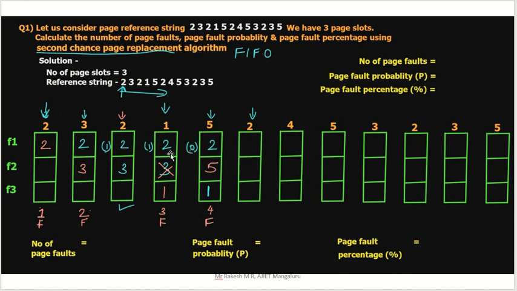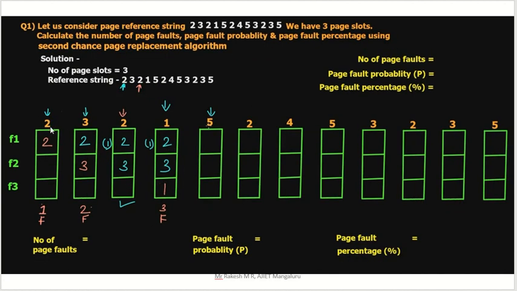But one thing: out of these, which is first in? Presently we are in this position. Now 2, 3, 1 are your numbers. We have to replace one of the numbers, because 5 wants to go inside this frame. Which one do we have to replace? Out of 2, 3, 1, 1 is here, then 3 is here, 2 is here. So based on first in first out, first we have to replace 2.